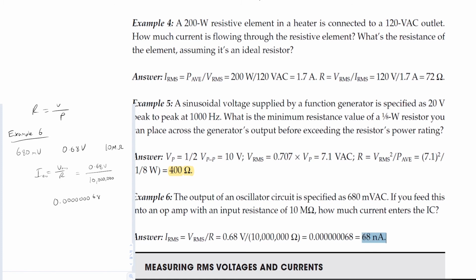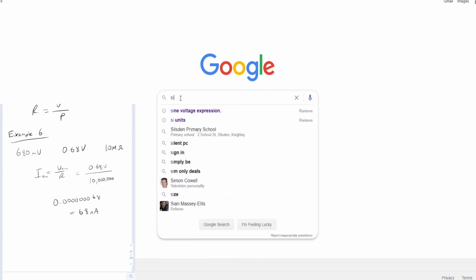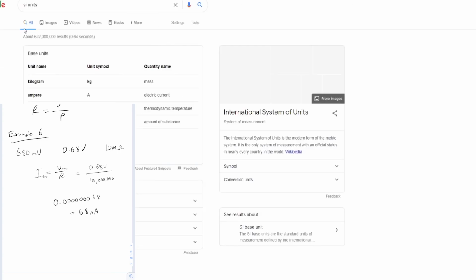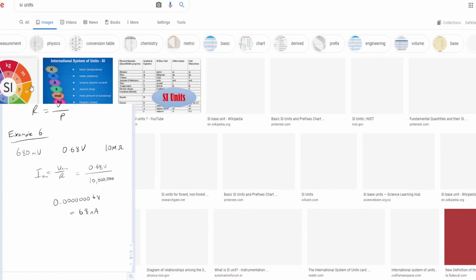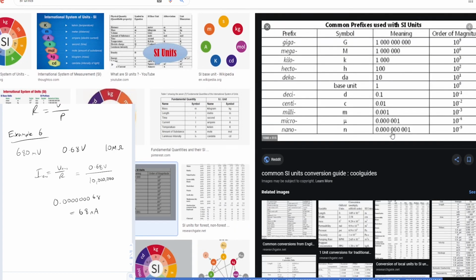And that equals 6 nanoamps. I should have actually converted that. That's a good point, 68 nanoamps. I'm really not good at SI units. Let me get a chart here. So nano is a lot. Okay, it is, yeah. 9. 3, 6, 7, 8. This is 8 zeros.